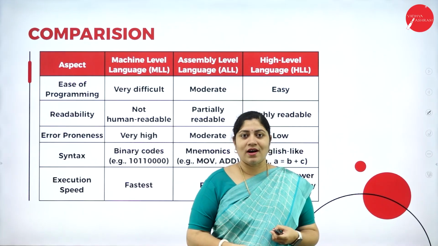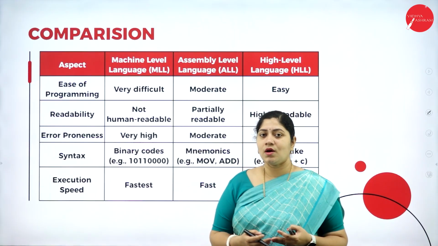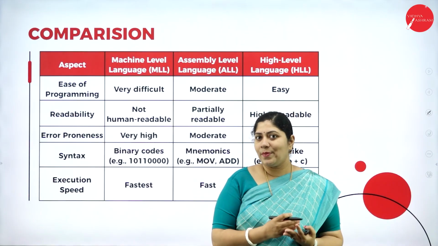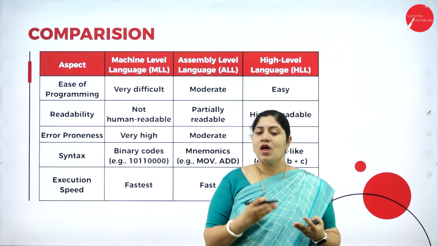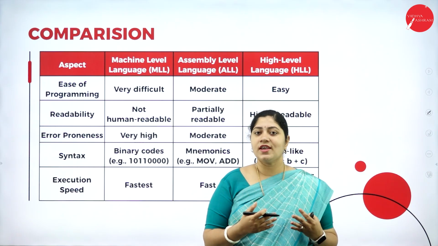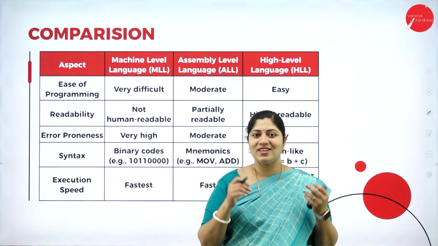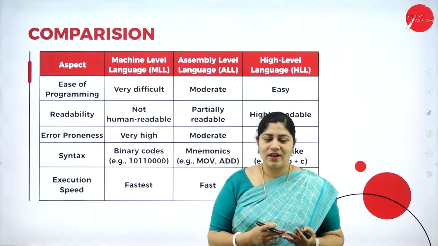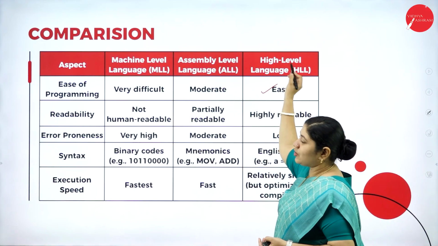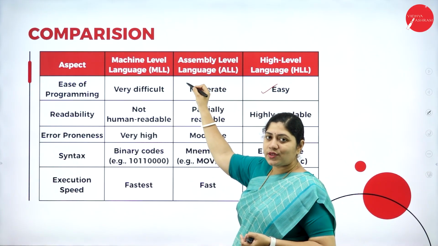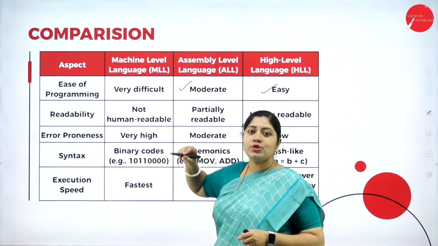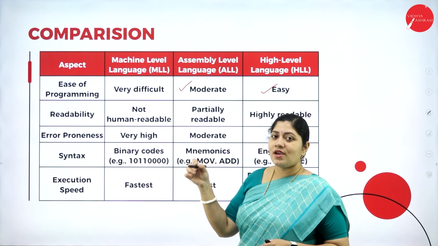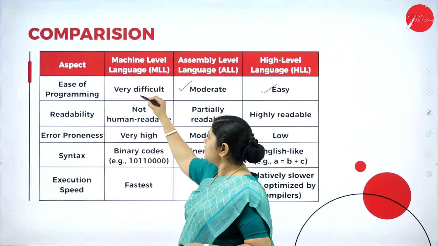So let's head up to the comparison. Alright, now it's time to compare the three different computer languages. Let's start comparing with respect to ease of programming. According to our descriptions, which one is very easy to program? It's none other than the high level language, which uses English text or numerical symbols. The ease of programming is easy with respect to high level language, moderate with respect to assembly level language, where we use mnemonics, and very difficult with respect to using an array of bits. So yes, it's very difficult.